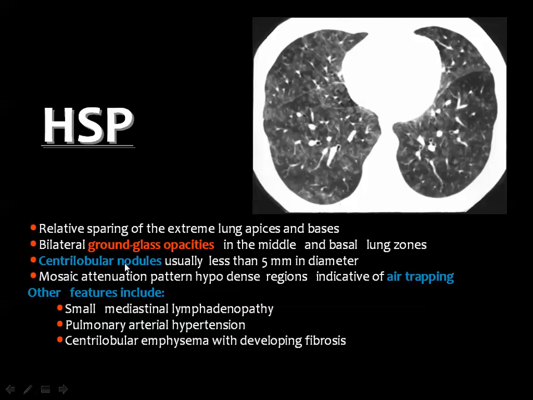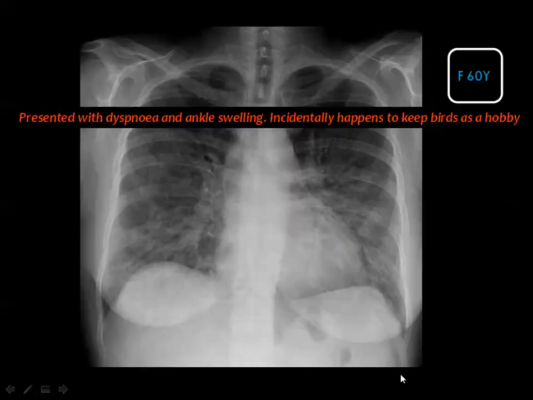Then by high resolution CT, you see ground glass opacities, usually in the middle and basal lung zones. You may see some centrilobular nodules, and you see some areas of air trap. You remember that air trapping is better identified in the expiratory phase of high resolution CT, which is not usually obtained as a routine. Other features of hypersensitivity pneumonitis may include some mediastinal lymphadenopathies, also enlargement of the pulmonary artery denoting pulmonary arterial hypertension, and emphysematous pulmonary changes which will end in pulmonary fibrosis, especially in the chronic phases of the disease.